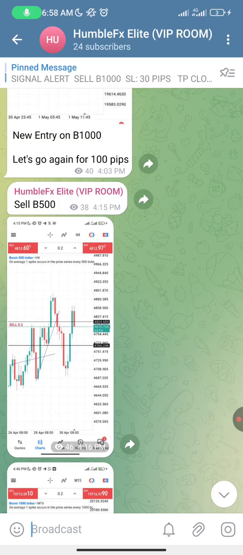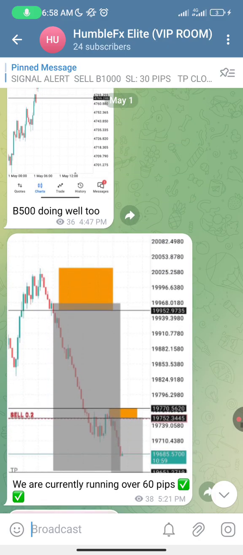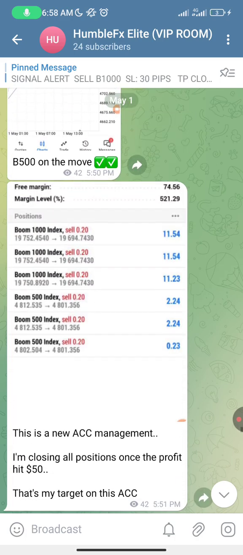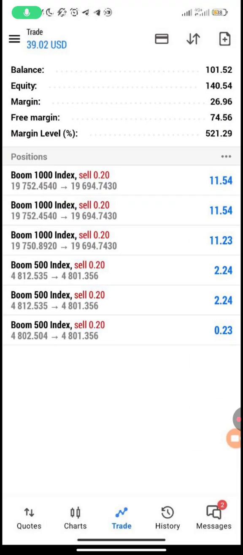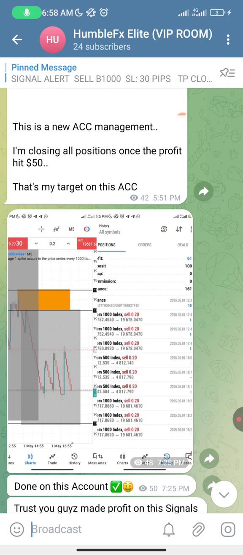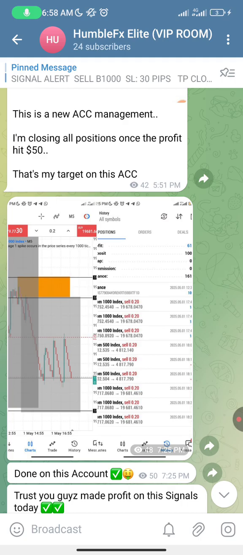So here we entered the trade on Boom 500, and it was doing well. Here is the Boom 500. It was doing well, so we are making profit right there. Look at that. We made massive profits yesterday with all these account management services that we do. So right here, I was scalping in between that range, and we send the trades here in the AI group for everybody to make money with.